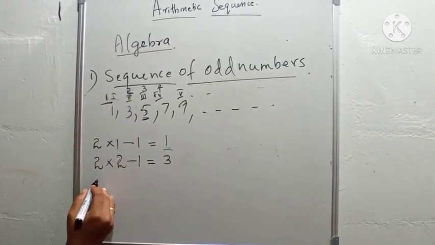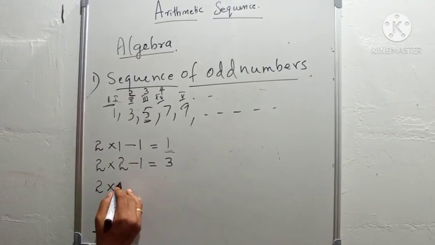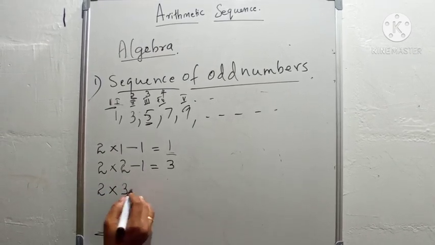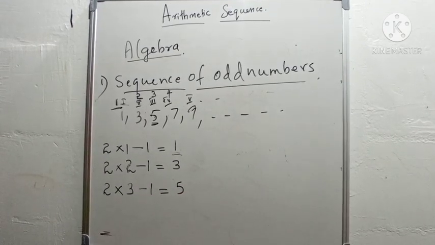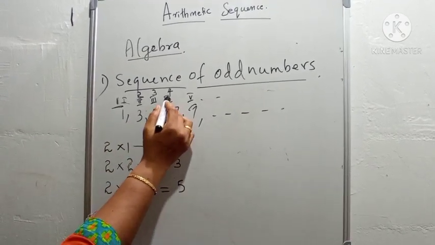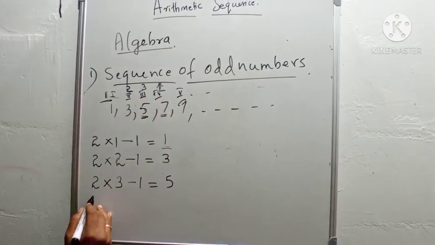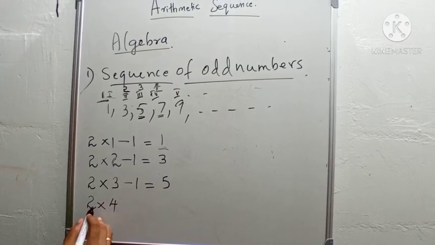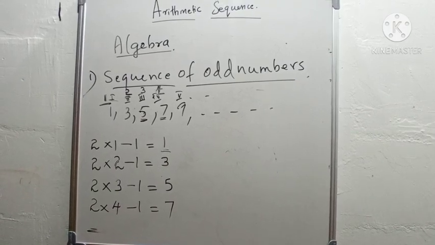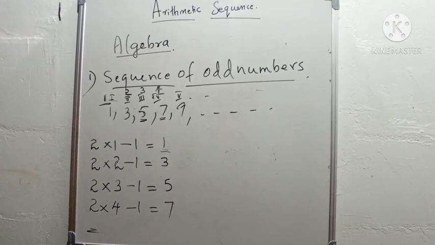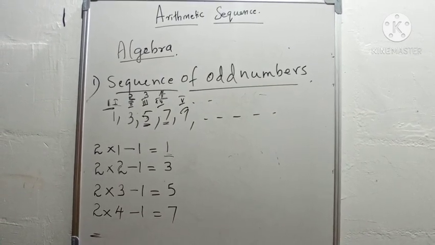Then what about the third term? The position is third, so double of third is 6. 6 minus 1 is equal to 5. Then what about the fourth position? The number is 7. What is double of 4? Double of 4 is 8, and 8 minus 1 is equal to 7. So that is the relation between the terms and the position of this sequence.